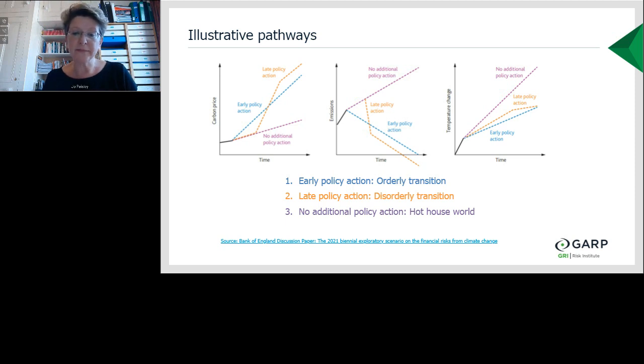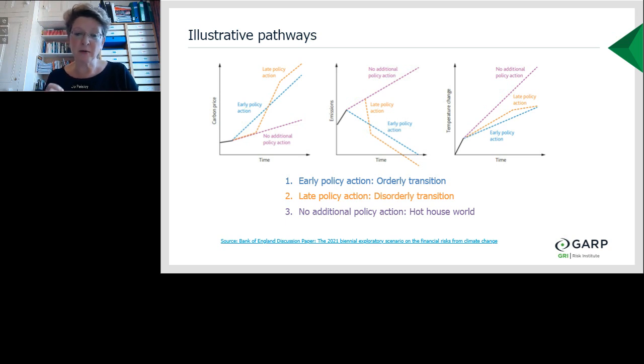And then finally, there's the worst outcome in terms of the physical risks, and that's where we don't have any additional policy action, and we call that often a hothouse world. And hopefully we will curb emissions, and I'm sure that many of us are a little bit more positive than we were a few weeks ago, given recent events in America.